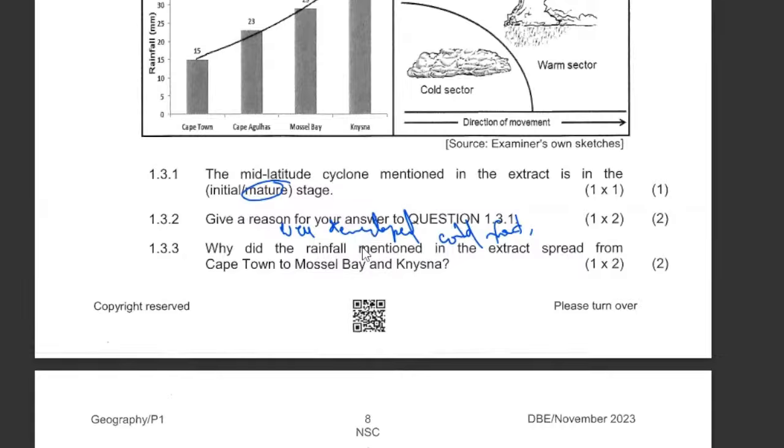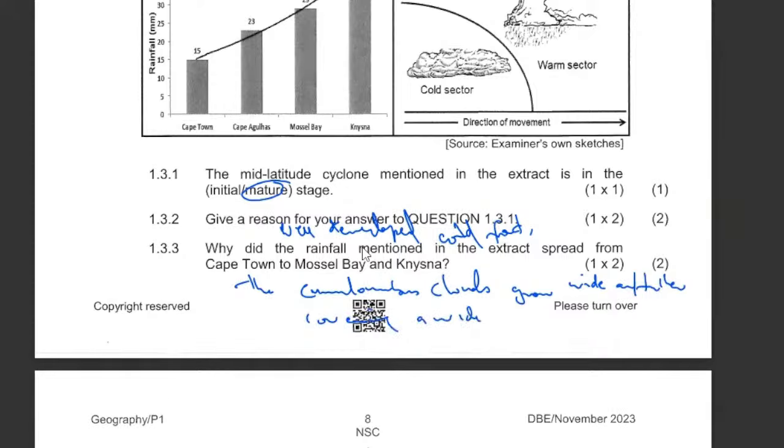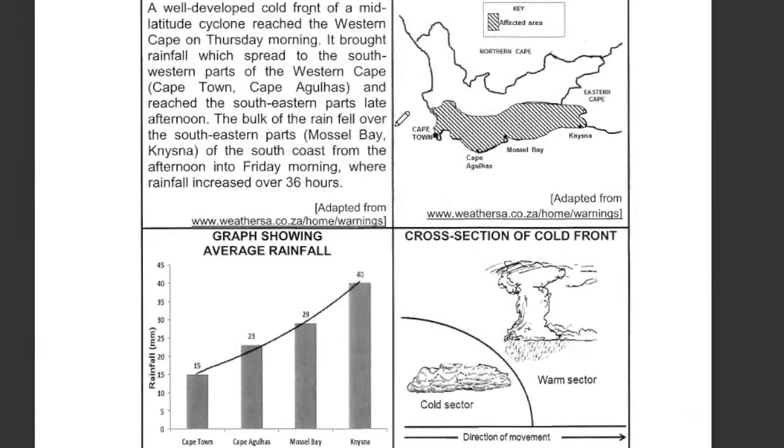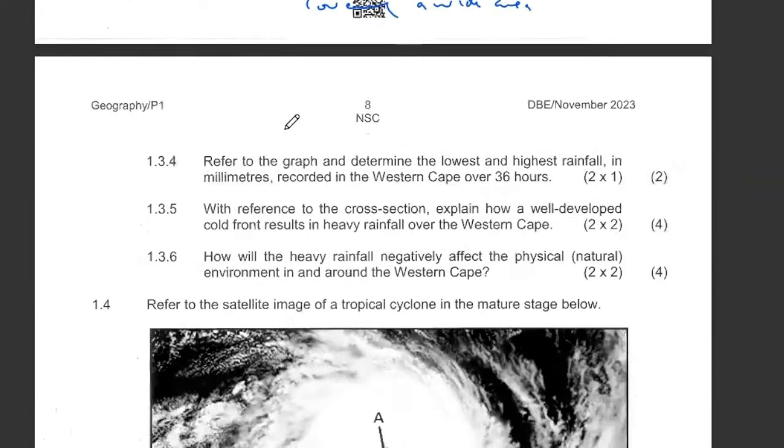Because the cumulonimbus clouds, the CB clouds, grow wider and taller, covering the white area, which indicates that it now covers from here to here, because this is the cold front, and the CB clouds are growing wider like this. It is basically being positioned to cover this area, meaning that even the rainfall will be spread all over the area.